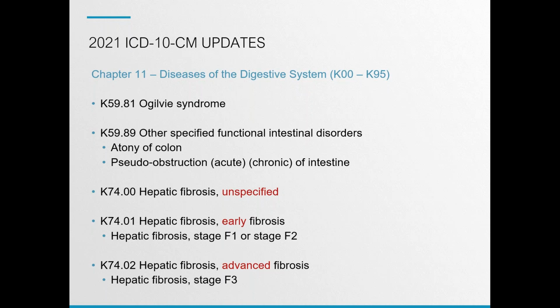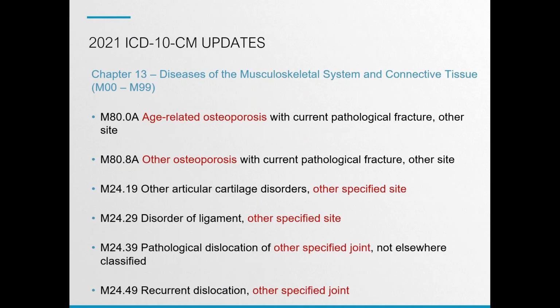F0, no fibrosis. F1, portal fibrosis. F2, periportal fibrosis. F3, bridging fibrosis. And finally, F4, which is cirrhosis.